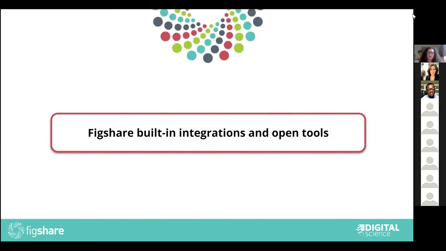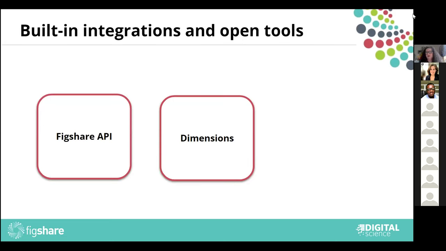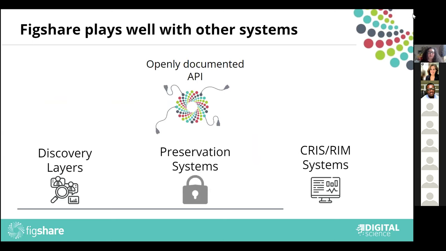The last thing I want to talk about before we finish, and I hand over to Mark again, is Figshare building integrations and open tools. The first one is the API that Figshare has and makes available to others. Then our built-in integrations with our sister companies, Dimensions and Altmetric. So Figshare plays very well with other systems. We have an openly documented API, and we are also able to plug into discovery layers, preservation systems, curation and reporting systems, GitHub, GitLab, notebooks, lots of other systems.